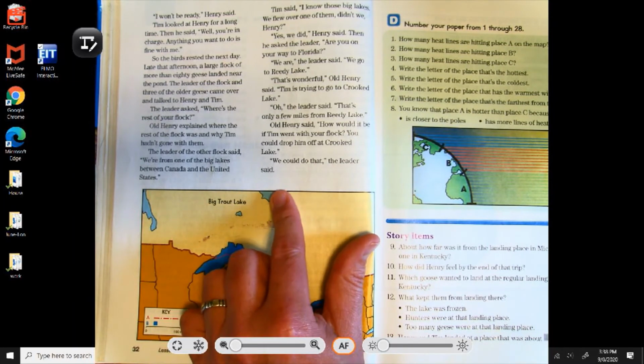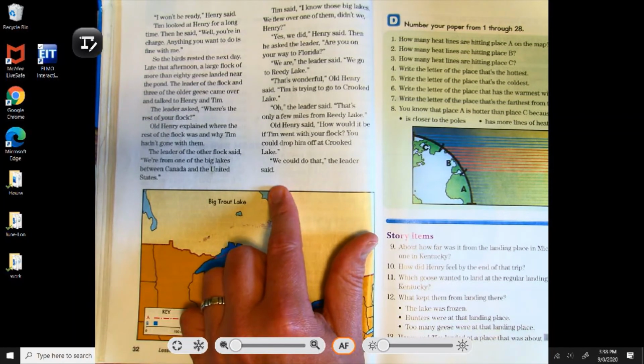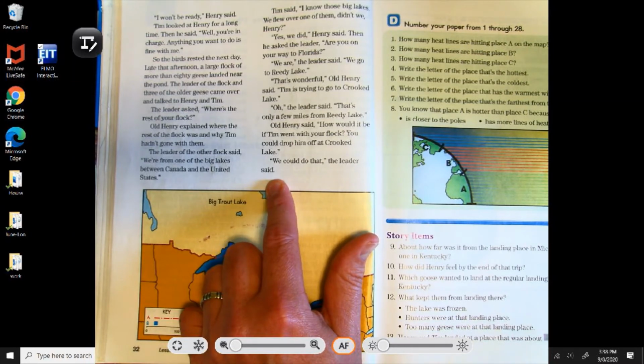So, scholars, that ends our story today. Did you hear old Henry's newest plan? What do you think Tim is going to think of that plan? Let's find out tomorrow if you're correct.